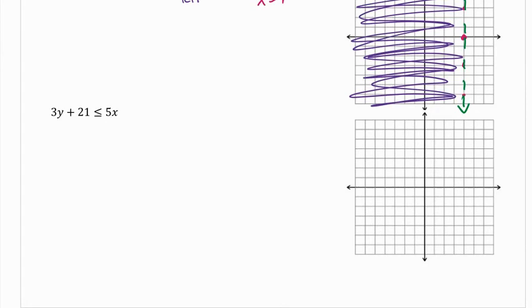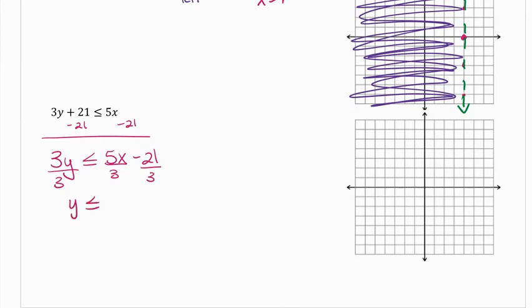Okay, first thing I'm going to do, I got to get y by itself. So I'm going to subtract the 21 to the other side. Get 3y less than or equal to. Want the x term first, so 5x minus 21. Divide everything by 3. y is less than or equal to. Now, I divided by a positive number that time, right? So I don't have to flip my inequality sign.